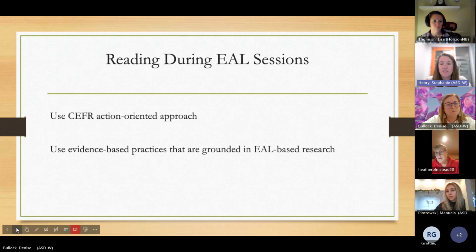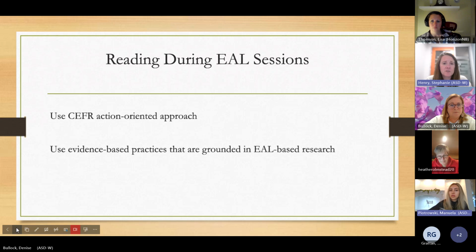So you do have your MLLJs that have all of the reading can-do statements for each level. And those are all things that you're looking to develop in your learners. Specific to reading during your EAL sessions, first you should be using a CEFR action-oriented approach. That just means that you are using those MLLJ can-do statements to guide your reading instruction. So if you're looking at the reading outcomes on the progress chart and it says, for example, that they can understand fiction and nonfiction, then using an action-oriented approach means that you go into your reading sessions with that can-do statement in mind, and you're trying to develop their reading skills with that specific statement in mind, doing those specific tasks.